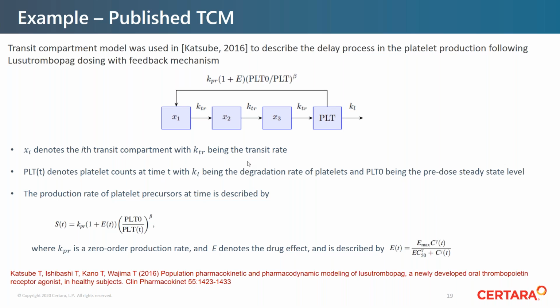and PLT denotes the platelet count, and the KL is a degradation rate of platelet. Now, this term is just used to describe the production rate of platelet precursor. Now, the KPR is a zero-order production rate, and the E denotes the drug effect. It's described by this sigmoid Emax model. Now, PLT0 denotes the pre-dose steady state level. So you see the production rate depends on the PLT itself.